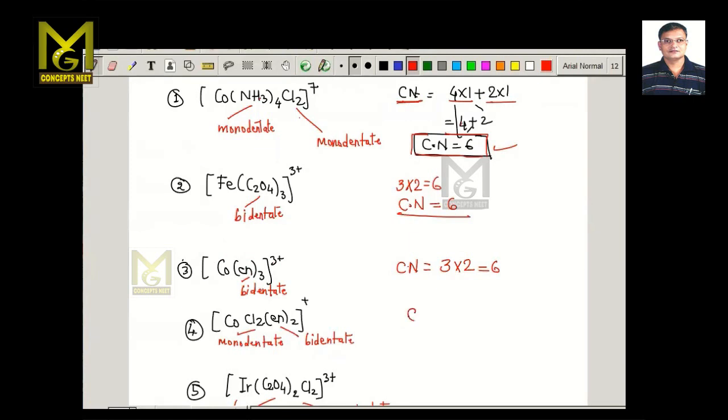If we go to the next example, we have chlorine, which is a monodentate ligand, and ethylene diamine, which is a bidentate ligand. So 1 into 2 plus 2 into 2, because this is a bidentate ligand and there are two such, we can calculate this as 2 plus 4. So the overall coordination number in this complex is 6.